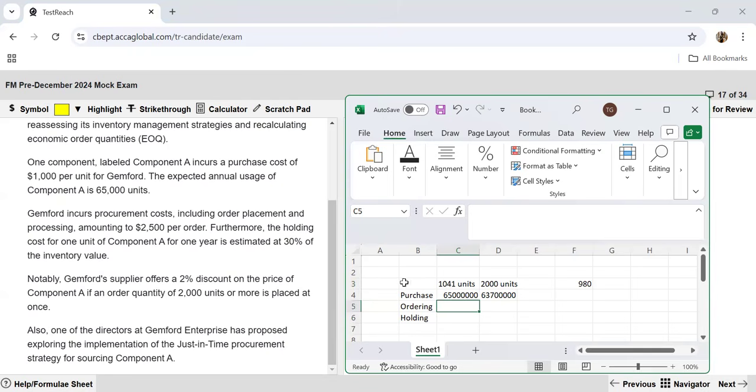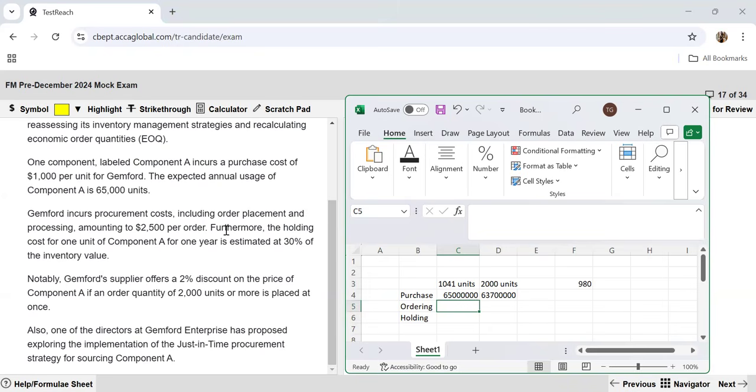With respect to the ordering cost, the cost that is given to us is in per order terms. So now we need to find out how many orders we will be placing in 1 year, right? We know that at one time, we are ordering 1041 units in the first case. So if I'm ordering 1041 and my annual demand is 65,000, how many times will I have to place the order? The formula is very simple.